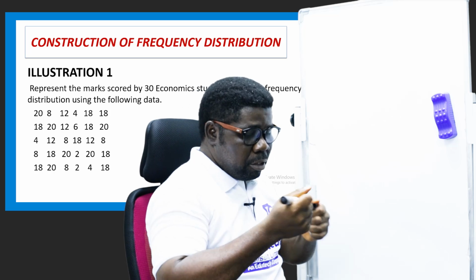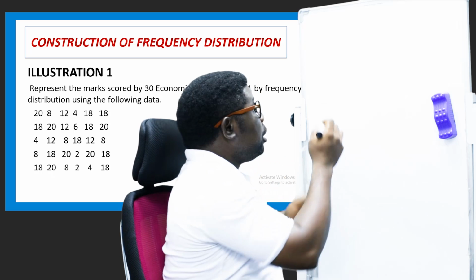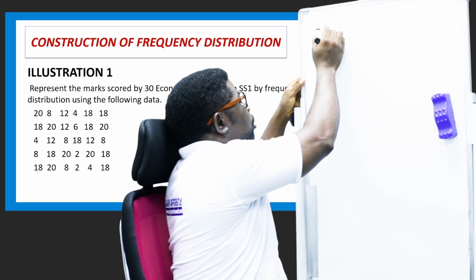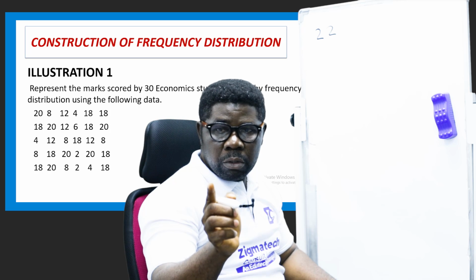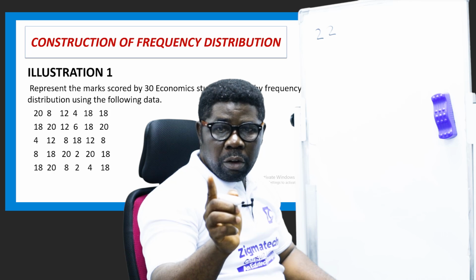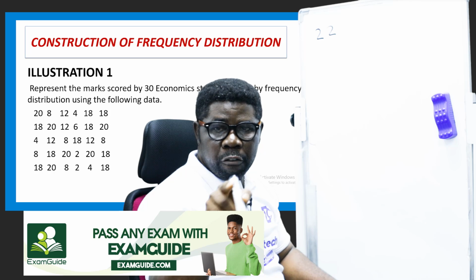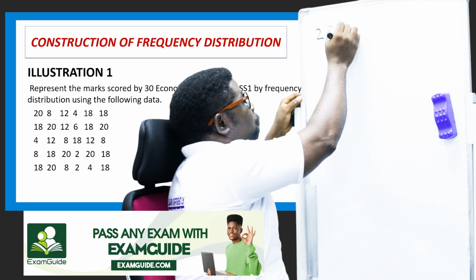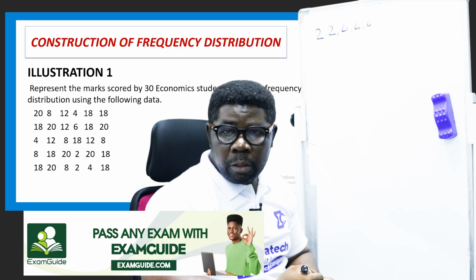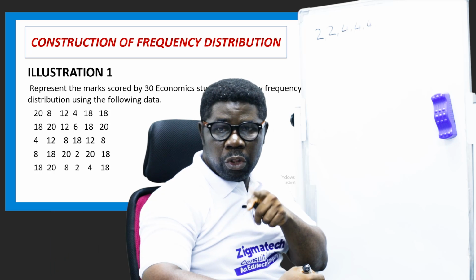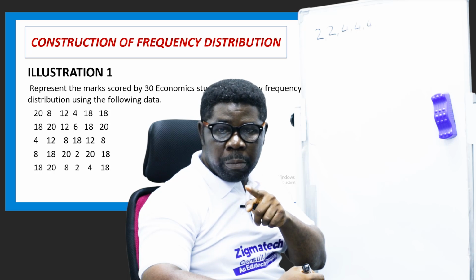We can easily do that. The smallest number we have is 2, so we write 2, another 2. How many 2s do we have? Just two. Then we have 4 as well, 4, 4, and I think another 4. 1, 2, 3. We have 4 in 3 places.